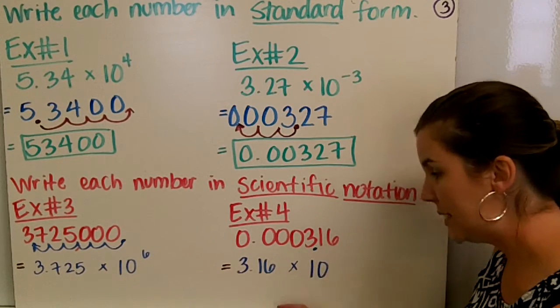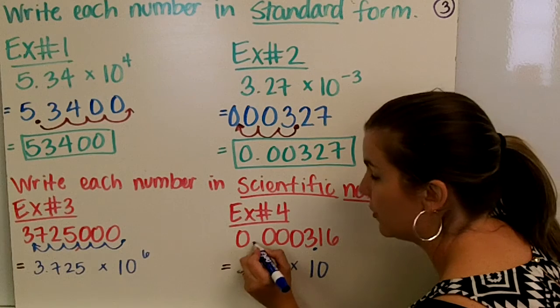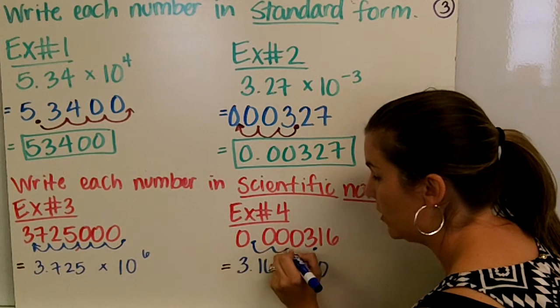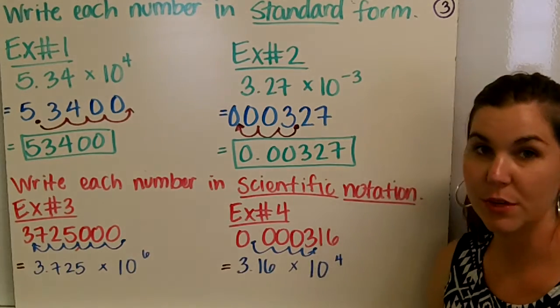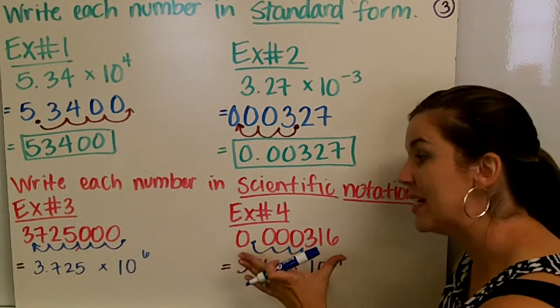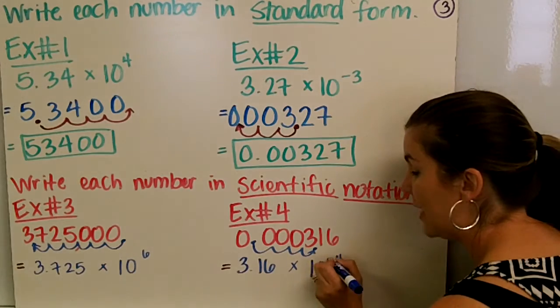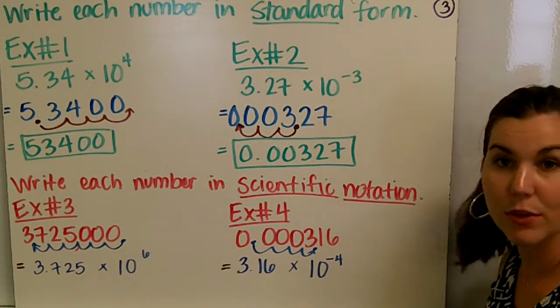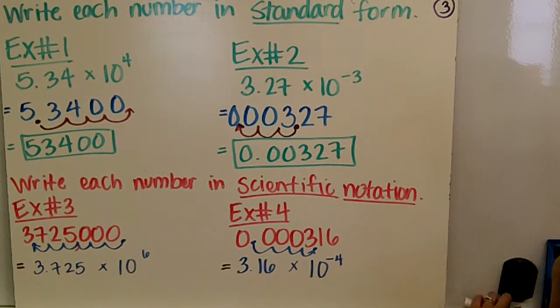Times 10, and it's always times 10 to some exponent. How many places did the decimal move? Well, it was here. 1, 2, 3, 4 places. So our exponent is going to be a 4. Now remember that because this number originally was smaller than 1, that means our exponent has to be negative. So 3.16 times 10 to the negative 4th power is how you write it in scientific notation.